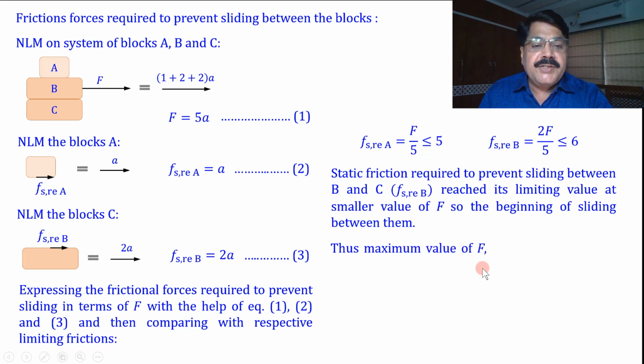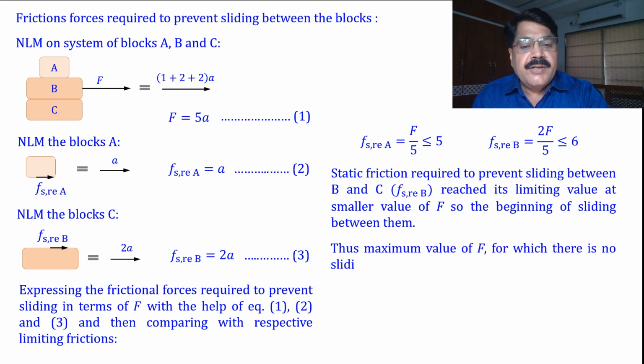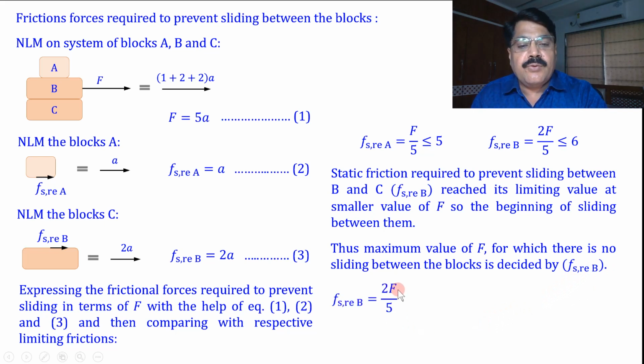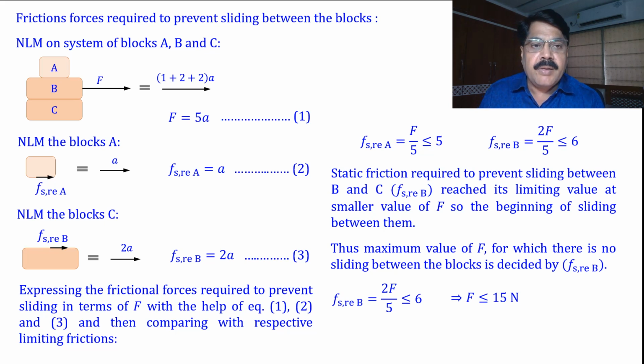Thus, the maximum value of F for which there is no sliding between the blocks is decided by f_sreB. That is the very critical reason, and that maximum value is 50 Newton. So f_sreB equal to 2F by 5 is less than or equal to 6, so F will be less than or equal to 50 Newton. Till the force F reaches 50 Newton, there is no sliding between any pair of the blocks, and all the blocks will have the same acceleration. So this was part A. So first sliding will initiate between blocks B and C.